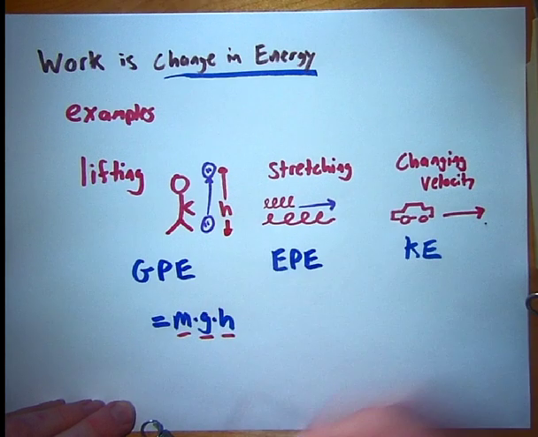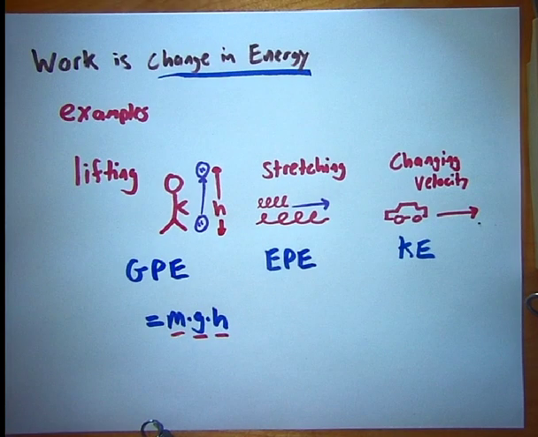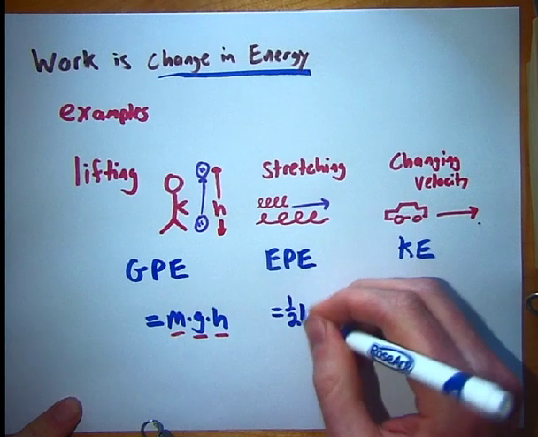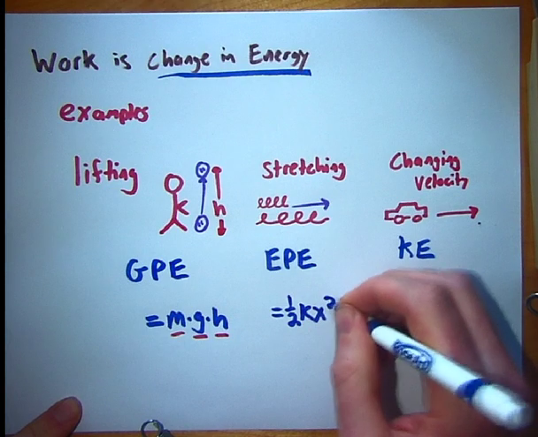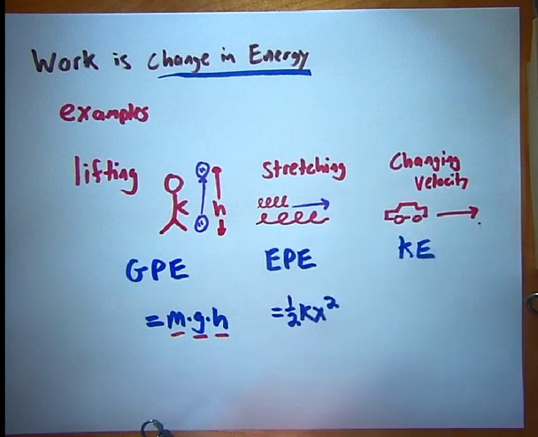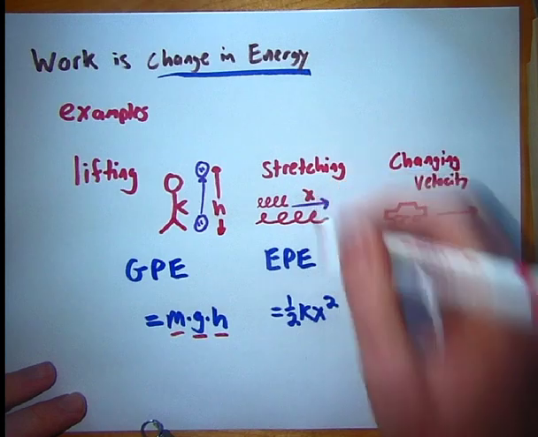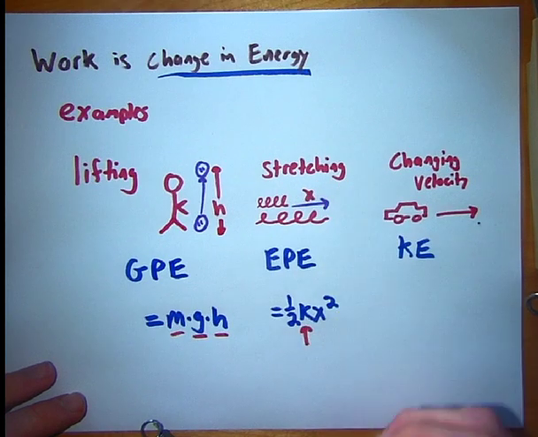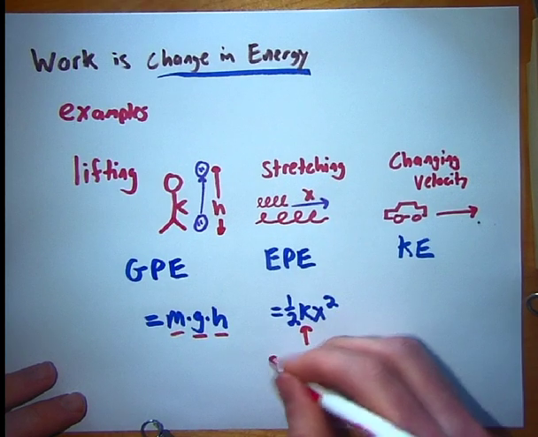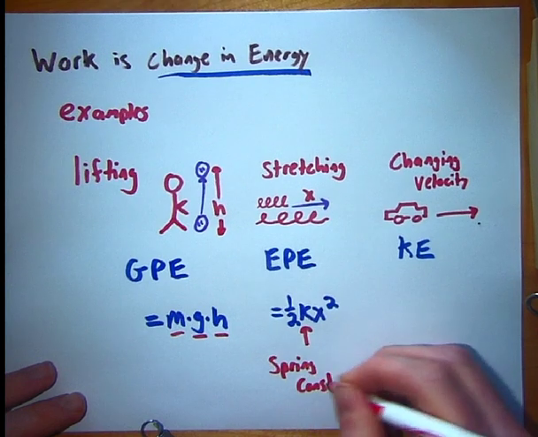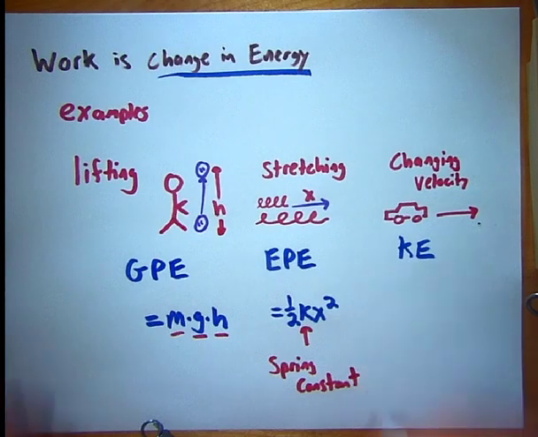As far as elastic potential energy goes, the formula is 1/2 times k times x squared. x is the distance that you've stretched the spring. So here's x right here. How far did you stretch the spring? And this value k right here, we'll talk more about in class later, but it's called a spring constant. You would have to be given this value or perhaps figure it out for any particular spring.